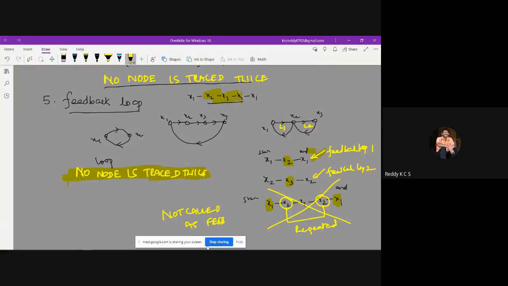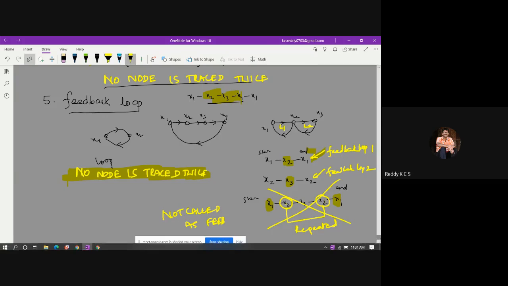So very importantly, we should understand what a forward path is and what a feedback loop is. Only then can you solve the SFG problem. Signal flow graph problems you can solve only if you understand these two things: what is meant by forward path and what is meant by feedback loop.